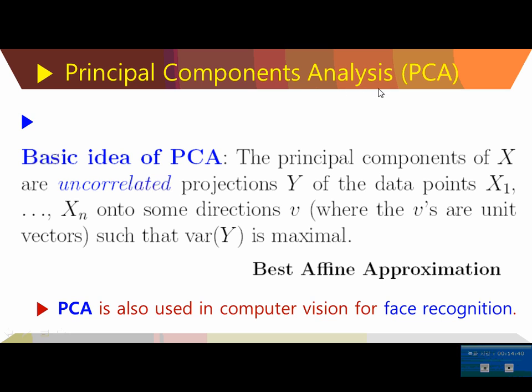The basic idea of principal component is this. Principal components of X are uncorrelated projections Y of the data points X1 up to Xn onto some directions such that the variance of Y is maximal. Okay. This PCA is also used in computer vision for face recognition. And also this basic idea reflects the best affine approximation as well. So this is another way of explaining the ideas of PCA.